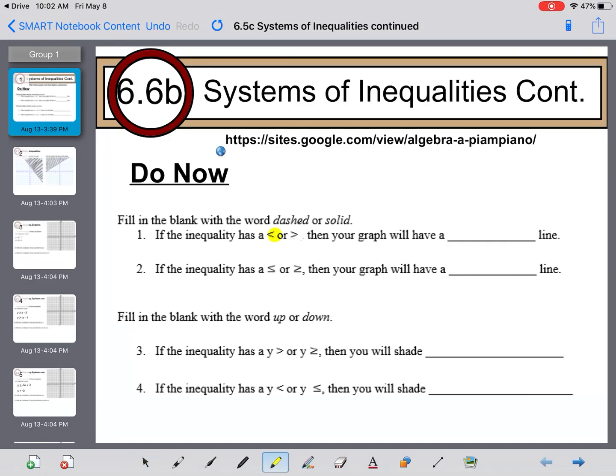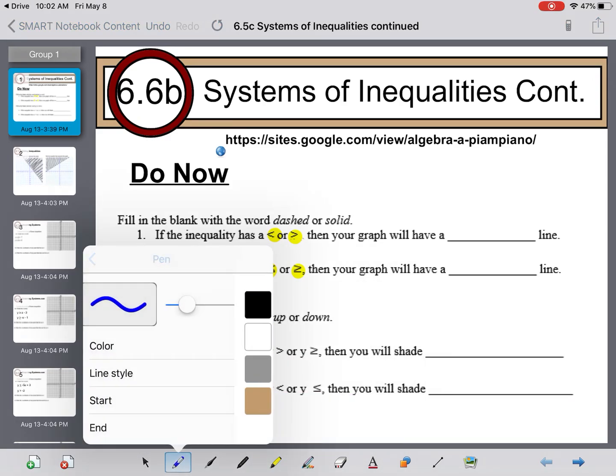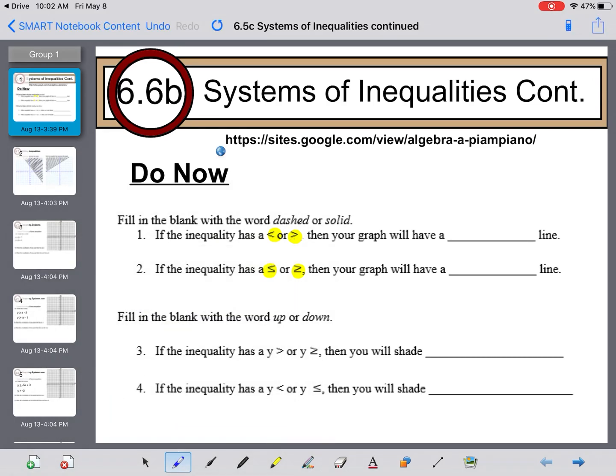The do now asks you to fill in the blank with the word dashed or solid. Remember, you have your 4 different inequality symbols. The first two, for number 1, are the less than and the greater than symbol. For those, we're going to have to use a dashed line. For number 2, you have less than or equal to and greater than or equal to, and you're going to use solid. An easy way to remember is that these ones in number 2 have little solid lines underneath.